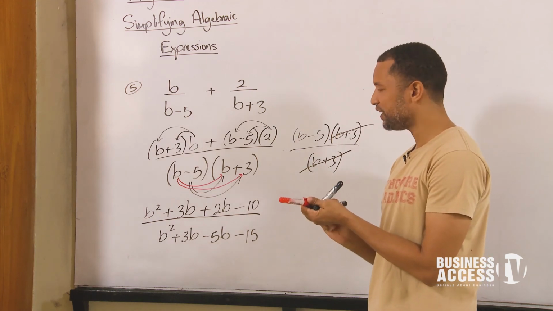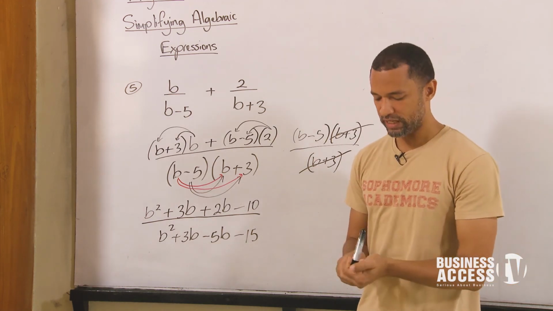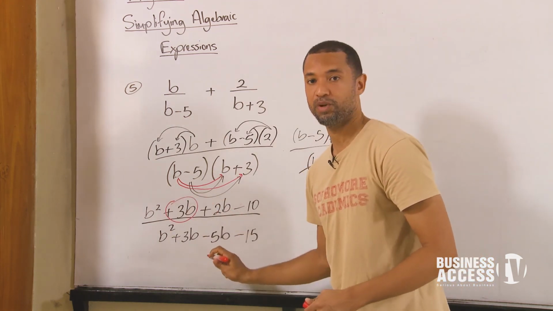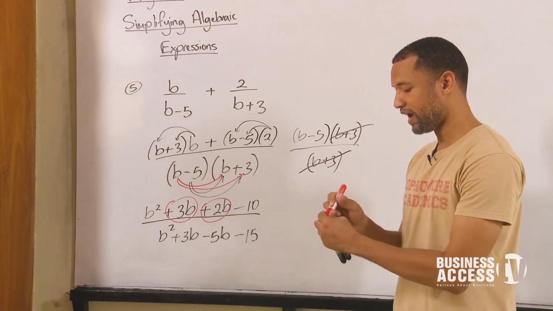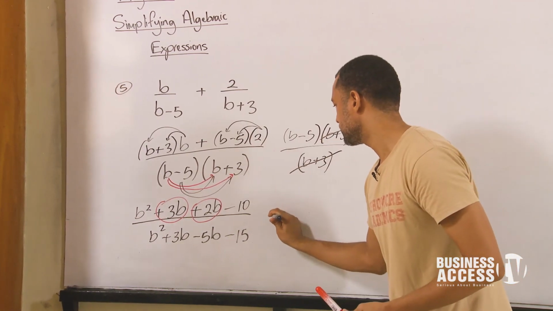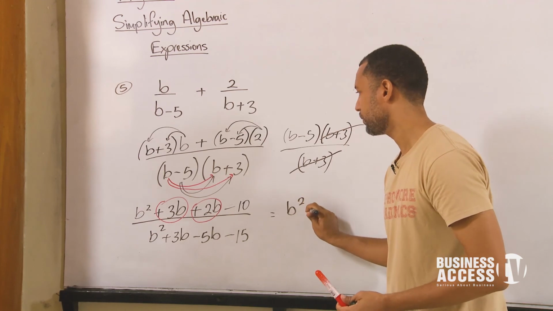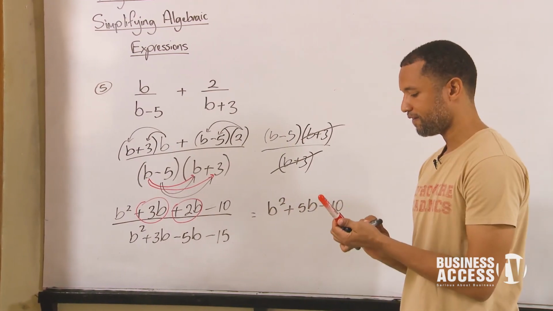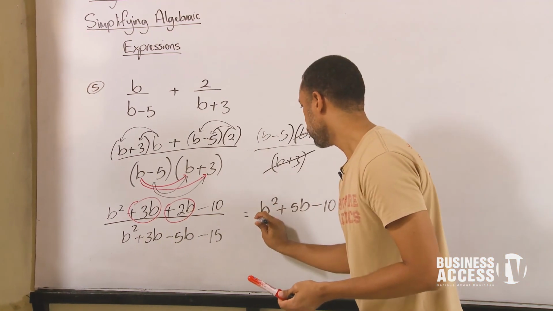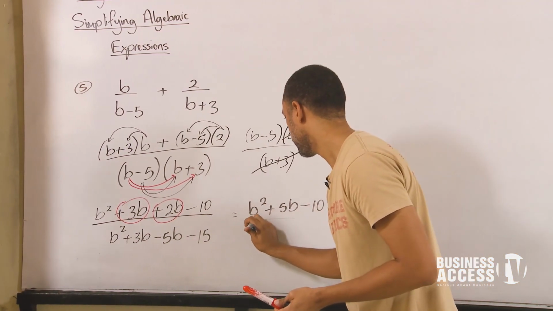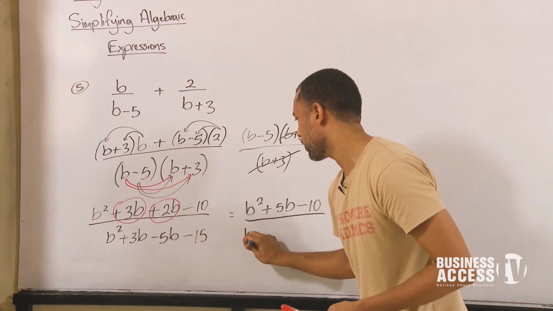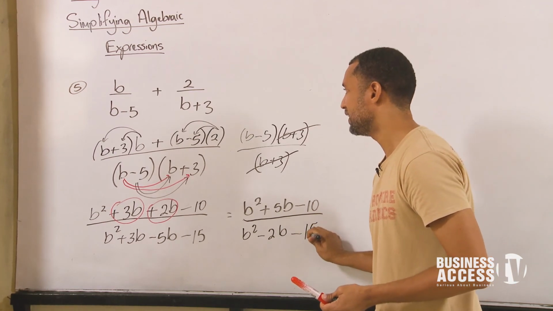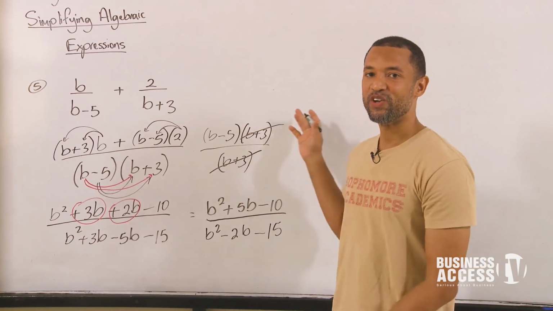Are we finished just yet? Not really. We just have one more step to go where we have these like terms, 3b plus 2b. That is 5b. So what we end up with is b squared plus 5b minus 10. And what about the denominator? It's over b squared minus 2b minus 15. And there you have it.